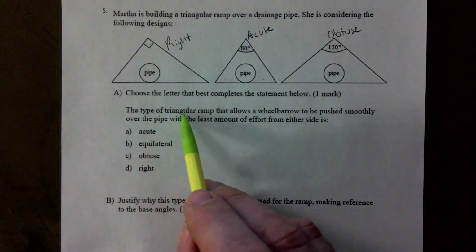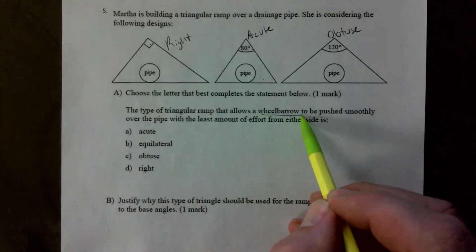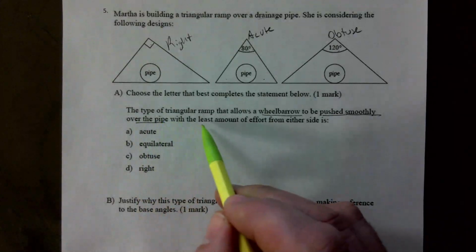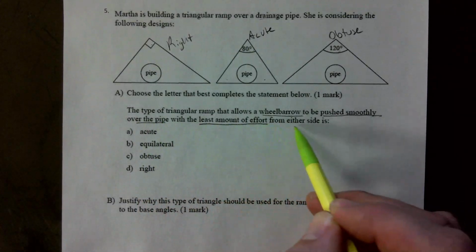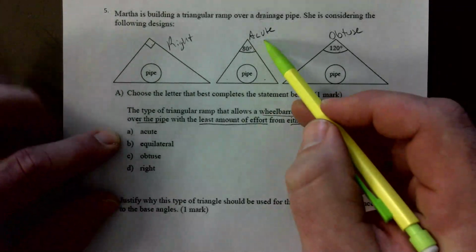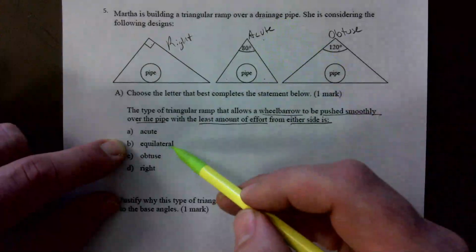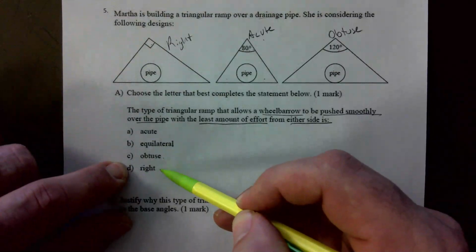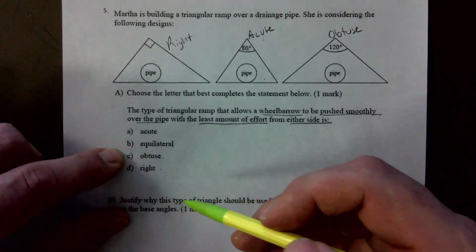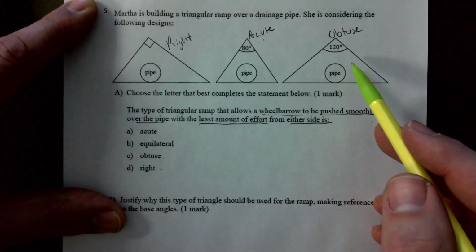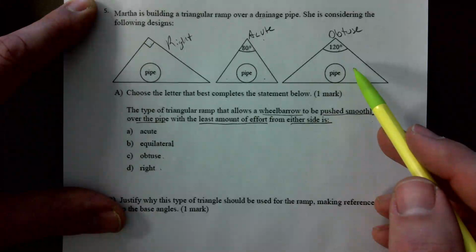The type of triangular ramp that allows a wheelbarrow to be pushed smoothly over the pipe with the least amount of effort from either side is, would it be the acute, or would it be an equilateral, or would it be an obtuse, or would it be a right triangle? Which one of these do you think would be best suited for this scenario? Which one do you think would take the least amount of work?